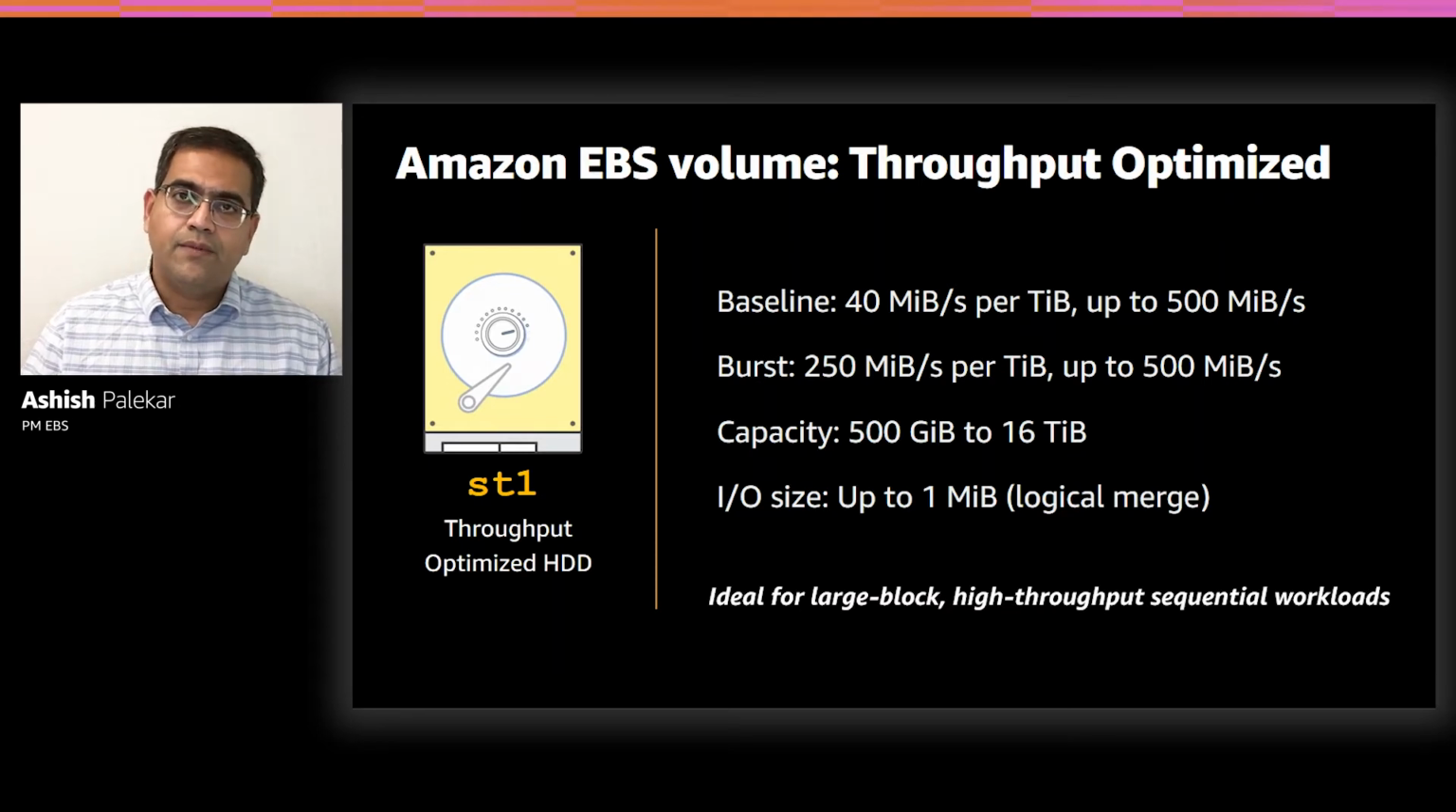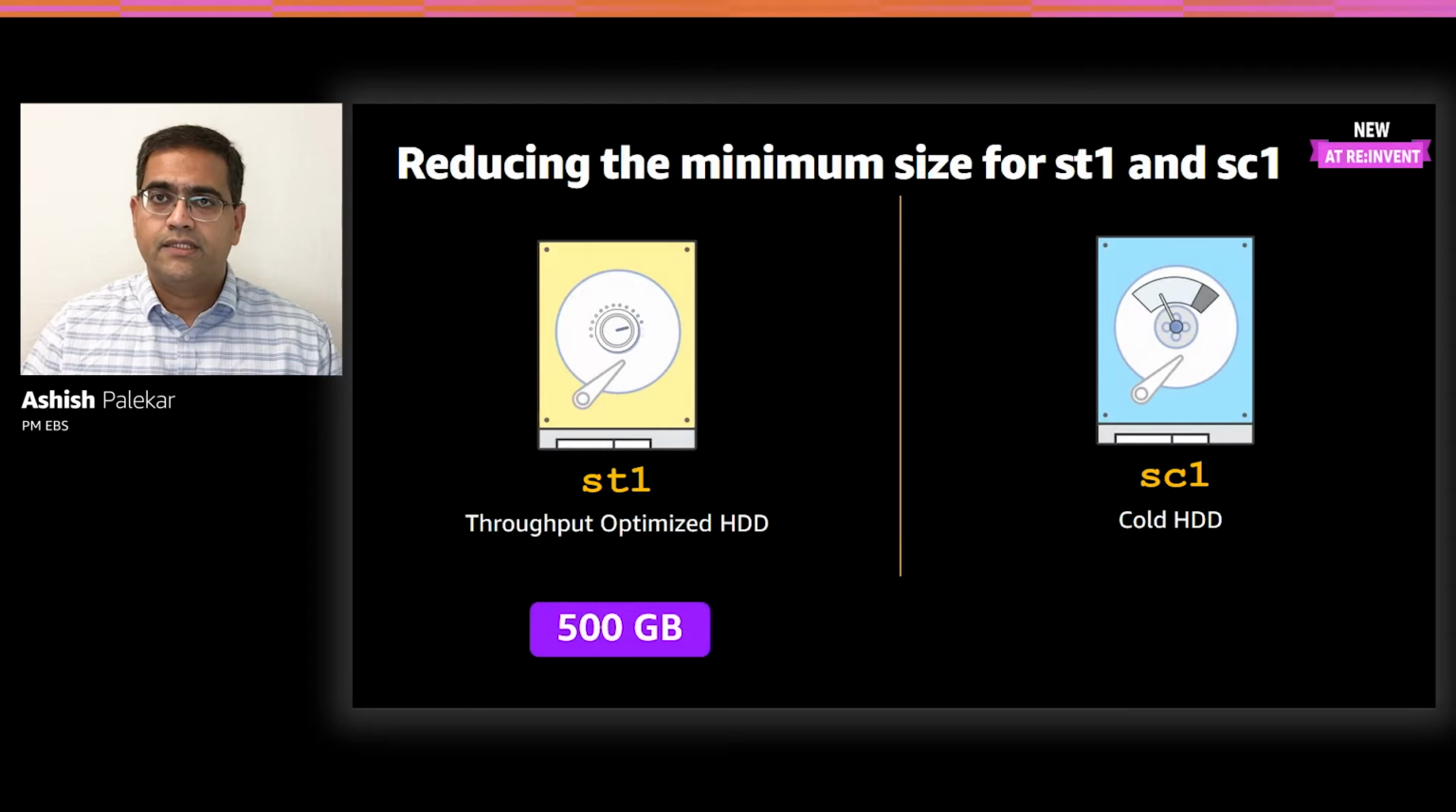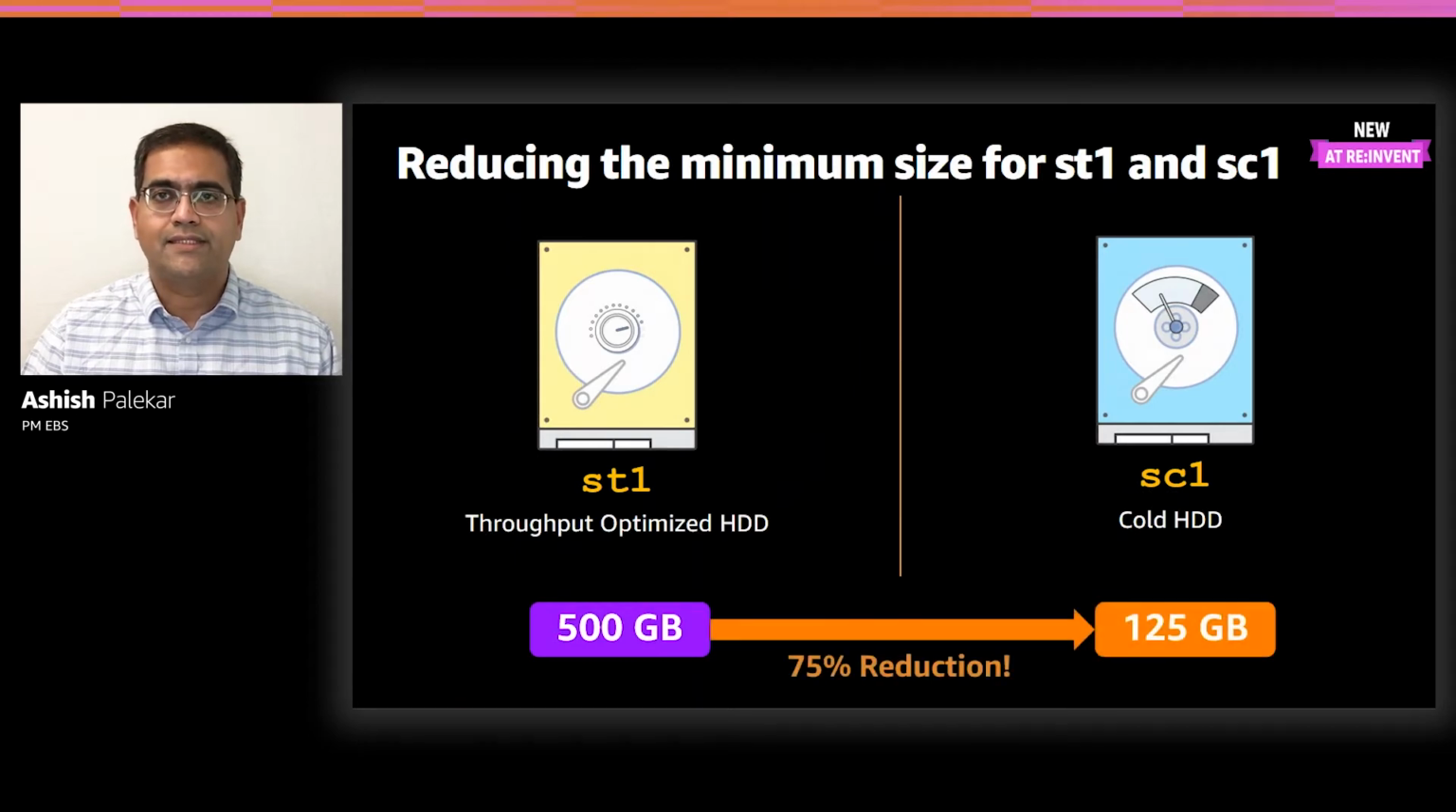So when we looked at ST1 and SC1, one of the other areas that customers gave us feedback on was, we love what they're doing, but we have workloads that need far less than 500 GB. Can you look at reducing the minimum size of these volumes? Because that would save us money. And that's exactly what we've done. So new at reInvent, what we've done is started with the minimum size of 500 GB, which is what it used to be, and both for ST1 and SC1, we have reduced that size to 125 GB. That's a 75% reduction in the minimum size.